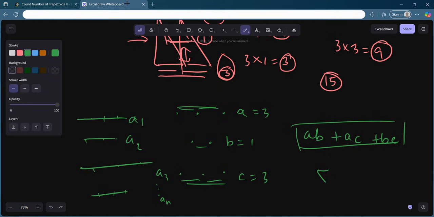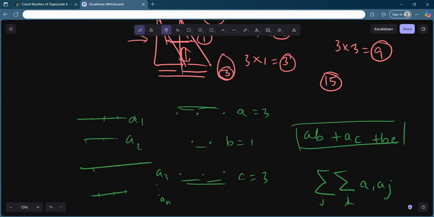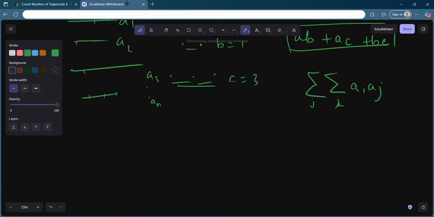It simply means twice summation, one for I, one for J, and AIAJ. It simply means that if you take three variables, it is just AB plus BC plus CA. Every combination of pair you just need to multiply. Now I had already explained this in my previous video. I am telling again that you can easily get this, right.